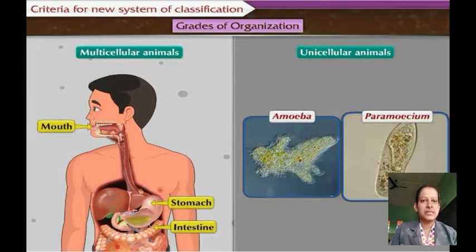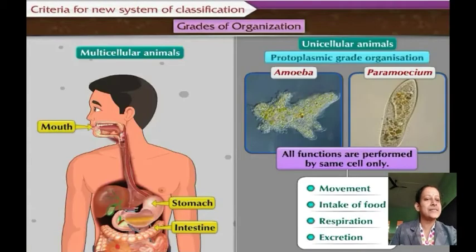Now, in the case of multicellular organisms, there are different organs which perform different functions. There are organ systems which are made up of organs, and these organ systems perform various types of functions. Whereas a single cell also performs various kinds of functions. So a single cell can perform all the functions, that is respiration, intake of food, locomotion or movement, then excretion, digestion. All the processes are carried out by a single cell.